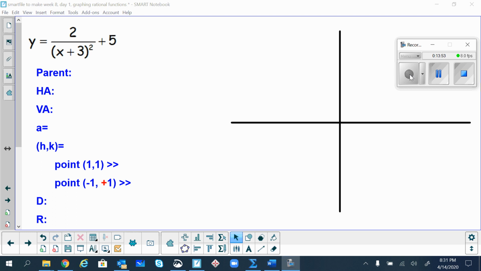Our next example that we're going to sketch the graph for is y equals 2 over x plus 3 squared plus 5. So you see where we have the x plus 3 squared, that tells us that our parent function is going to be 1 over x squared. And remember the parent function with 1 over x squared, the points from the HK are 1, 1, and -1, +1. So take a few moments to see if you can graph this on your own. You want to make sure you're answering all these questions here as you go through making your sketch.